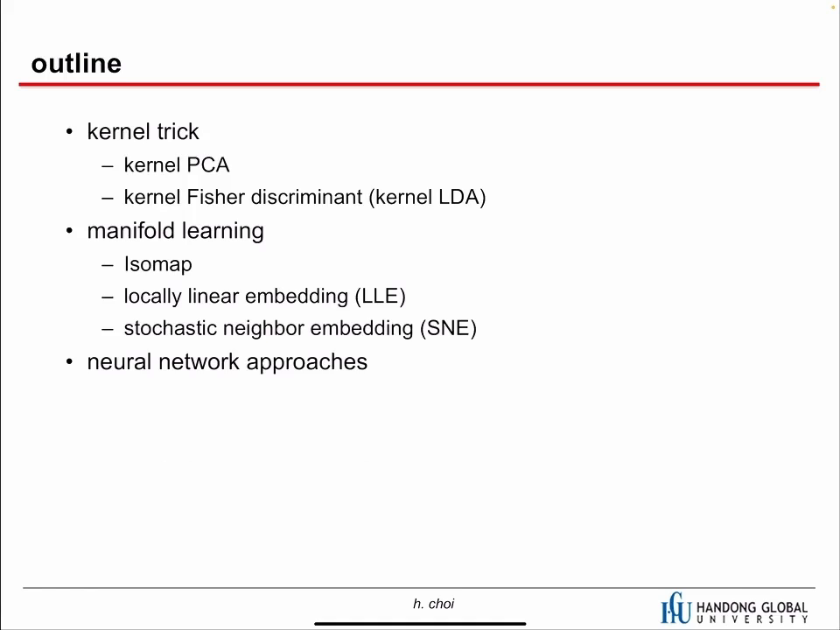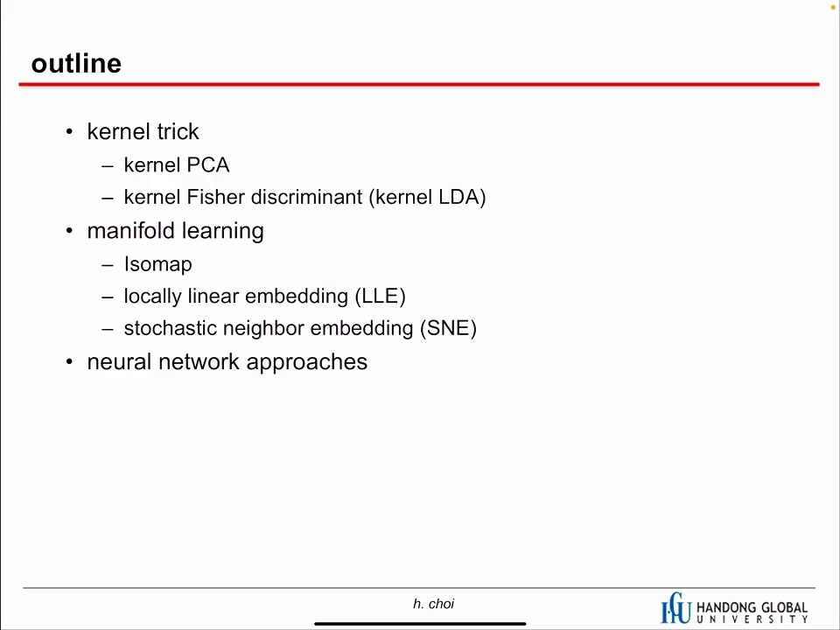First of all, we're going to talk about the kernel trick. When we have PCA, we can generalize PCA with the kernel. When we have Fisher discriminant analysis, we can extend Fisher discriminant analysis with kernels. Likewise, when we have ICA, we can think of kernel ICA. Whenever we have a linear method, we can think of kernel something.